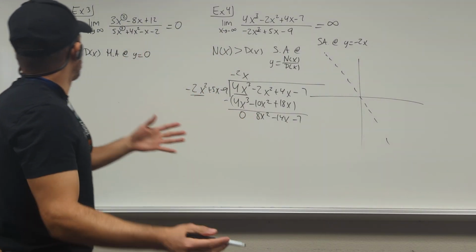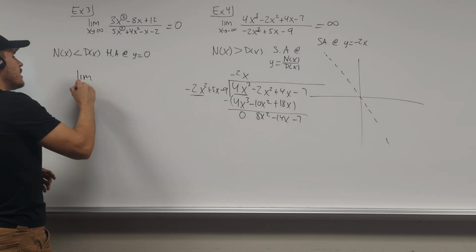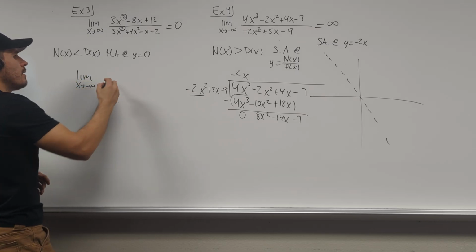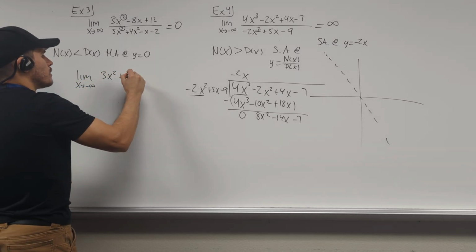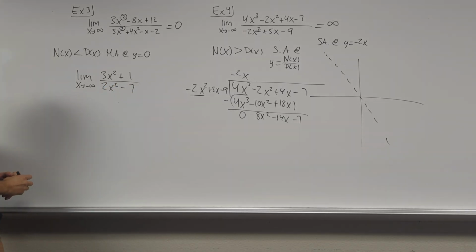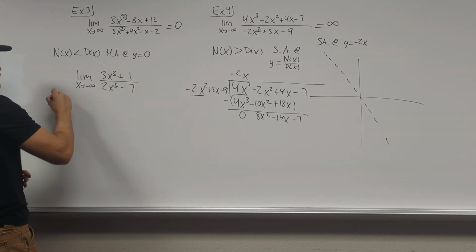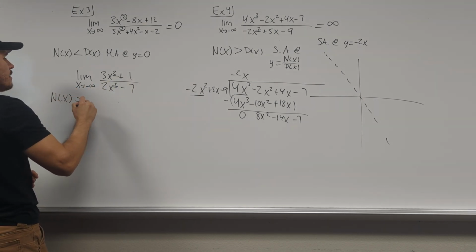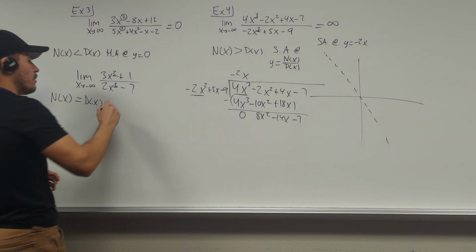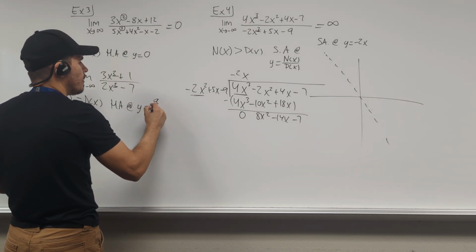I don't have an example for it, but I can make one up. Let's do that one real quick. So let's do the limit as x approaches negative infinity of 3x squared plus 1 over 2x squared minus 7. As you can see this time, you have powers that are 2 versus 2, so they are the same. So when the powers are the same, you're going to have a horizontal asymptote at y is equal to a divided by b.